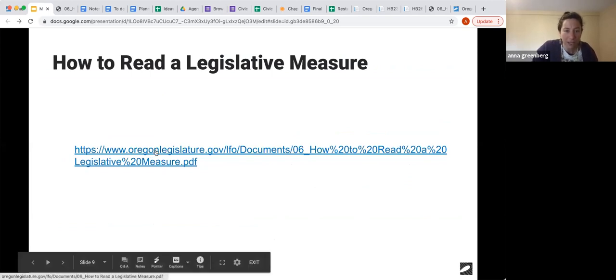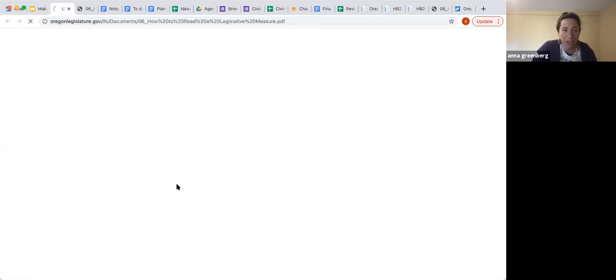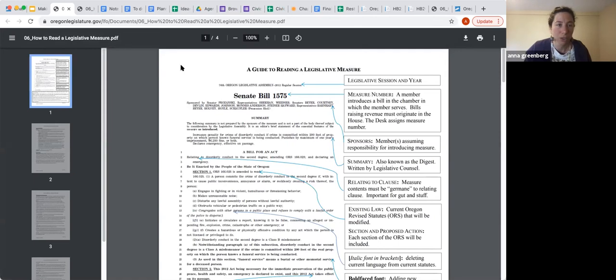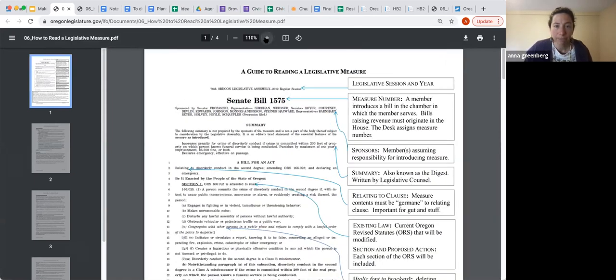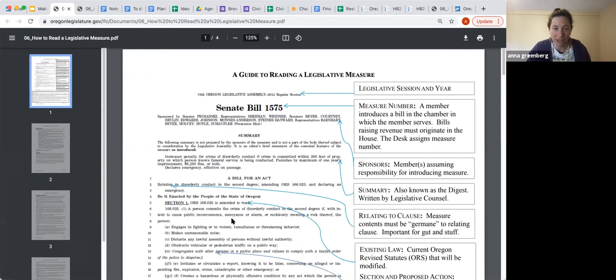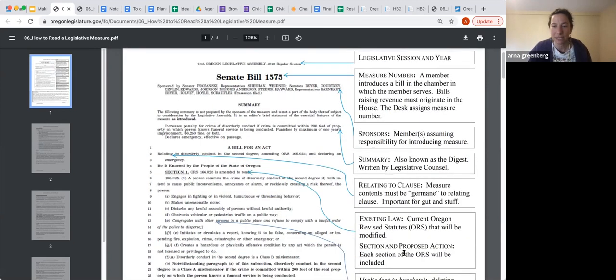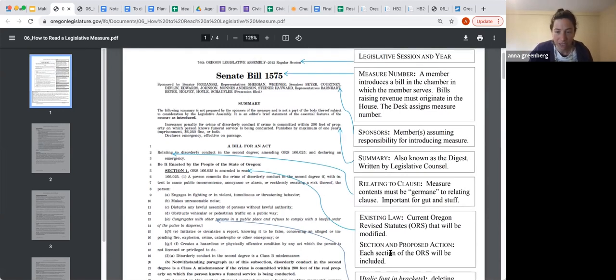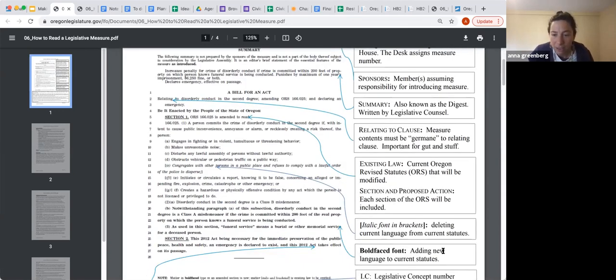On the Oregon legislature website, there's a really handy document which you can download. This is a guide to reading the legislative measure. I don't know if you've all looked through these bills before, but on this side is what the bill looks like, and here it's showing you what all these things are. You can see who the sponsors are, the summary, if it's relating to a certain clause, what the existing laws are, and a section with the actual proposed actions.